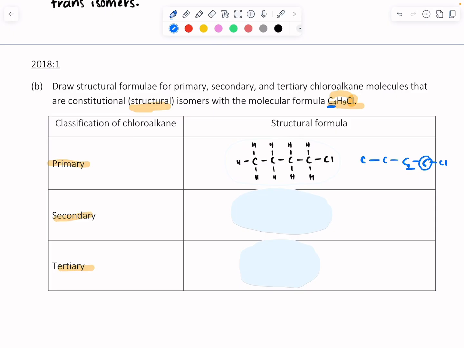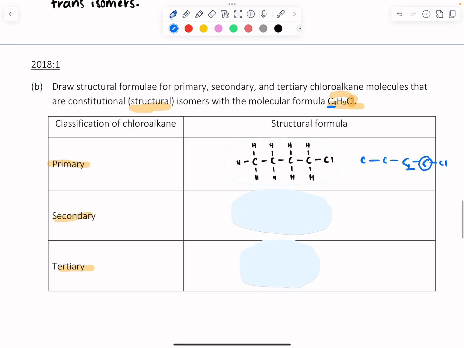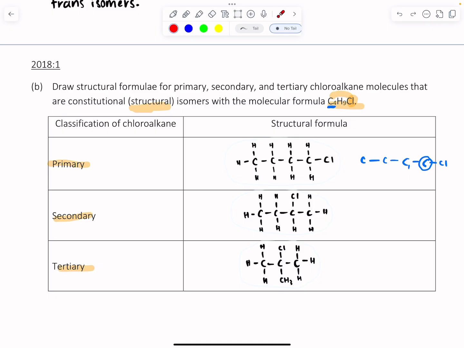Okay, assuming that you've done that, welcome back. Here's what you should have gotten. This right here is a secondary haloalkane because, whoops, I just ruined my own little diagram. This chlorine is bonded to a carbon that's bonded to 2 other carbons. And a tertiary haloalkane is bonded to a carbon that is bonded to 3 other carbons.